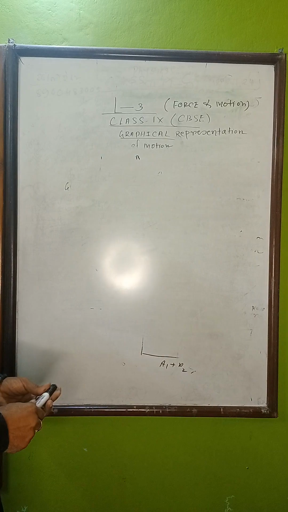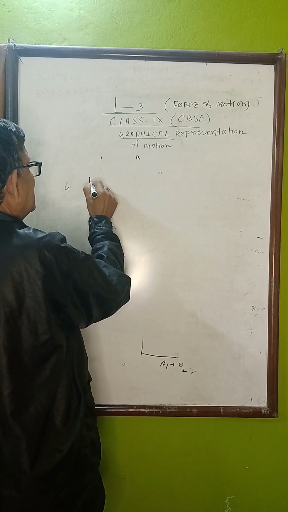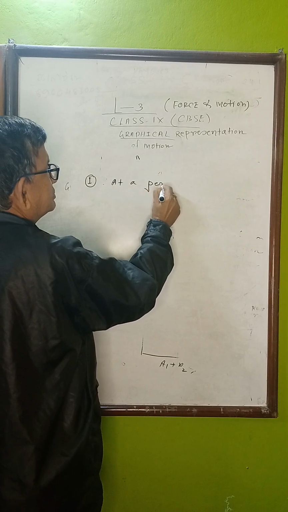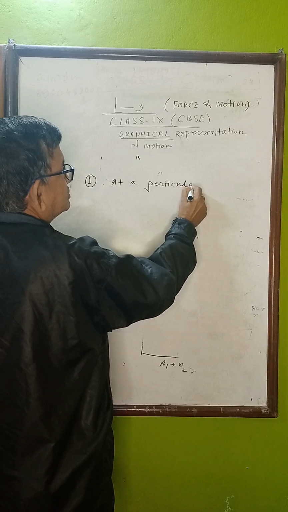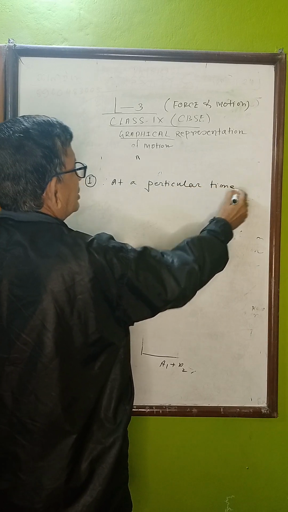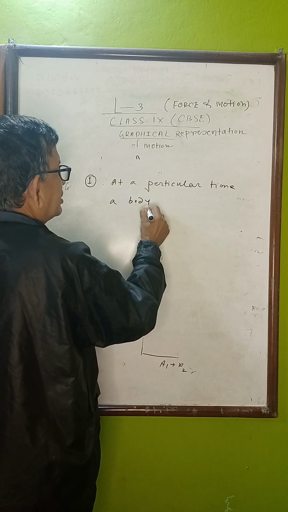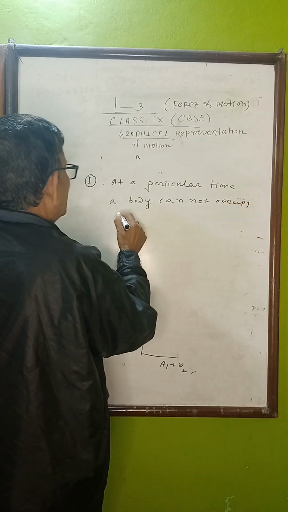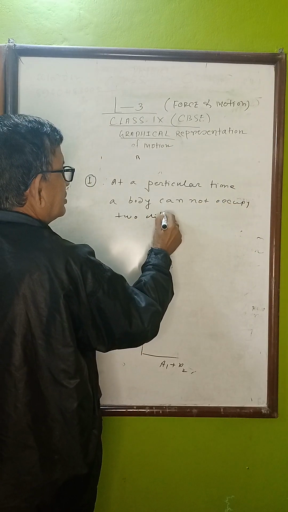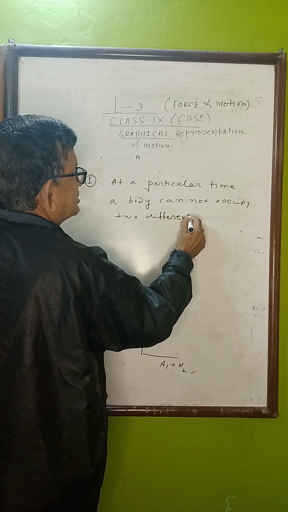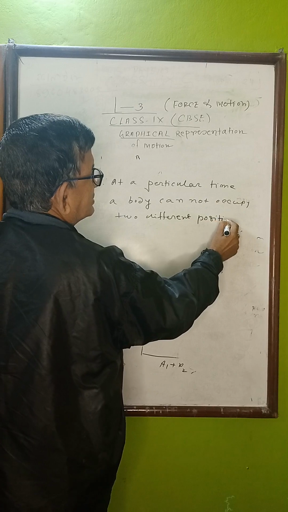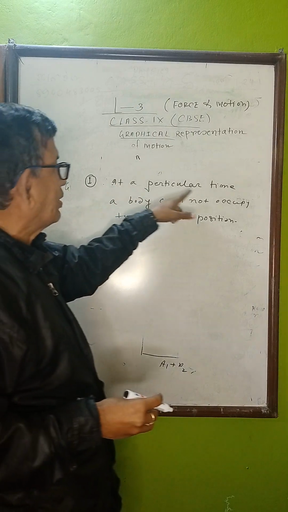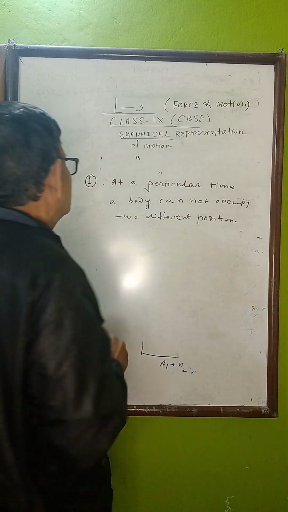If you see any graph, remember one rule: at a particular time, a body cannot occupy two different positions. That means at a particular time you cannot stay in Bombay and Delhi simultaneously. That means a moving body cannot occupy two different positions at a particular point of time.